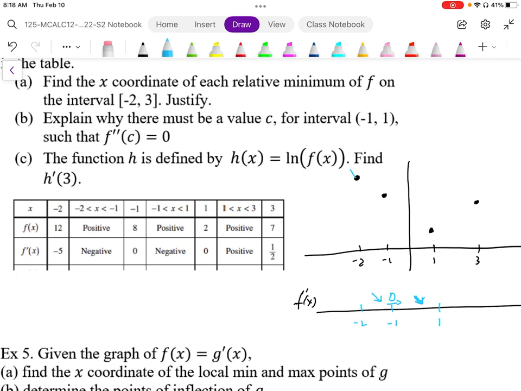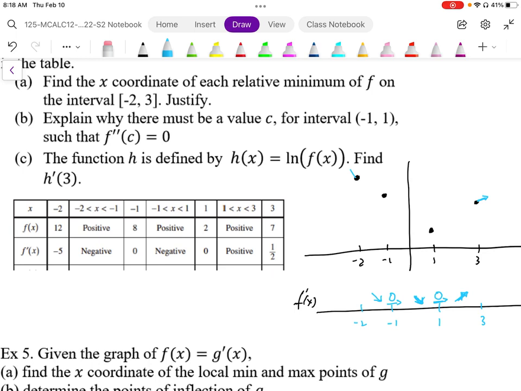Then at +1, I have a slope of 0. So again, that's a potential minimum point. And on this side, between 1 and 3, it is positive, so it's going up. That looks like we have a relative minimum point at x equals 1. Finishing off, it's still going up, maybe not at the same rate, but still going up. So that's what my graph looks like.